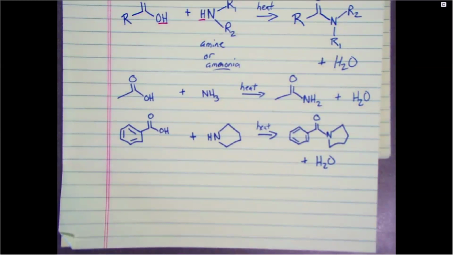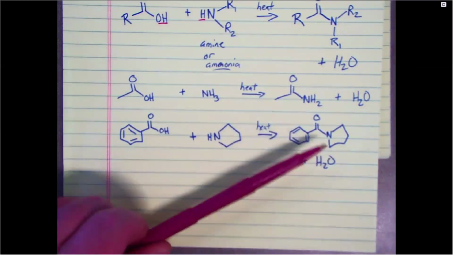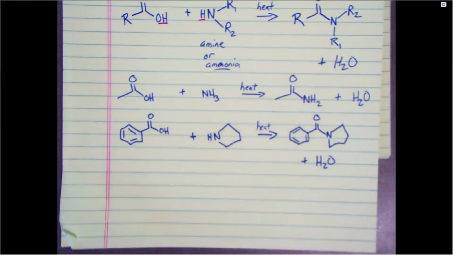What kind of amide is that? Is it a primary amide, a secondary amide, or a tertiary amide? Tertiary, because the nitrogen has 3 bonds to carbons. All right.